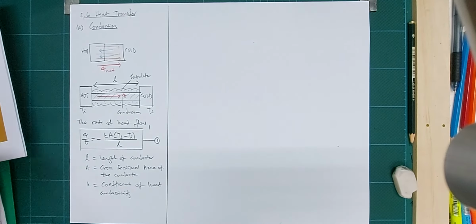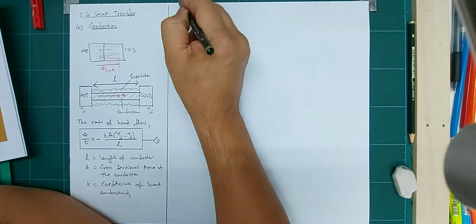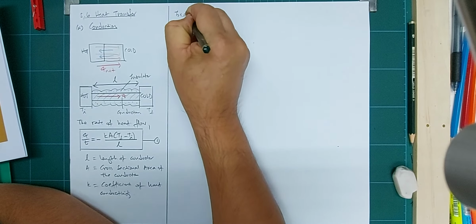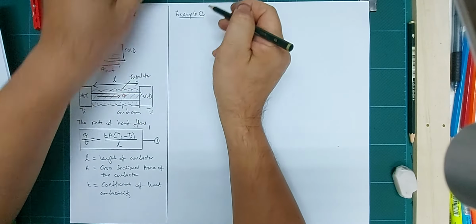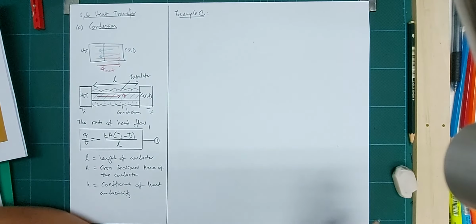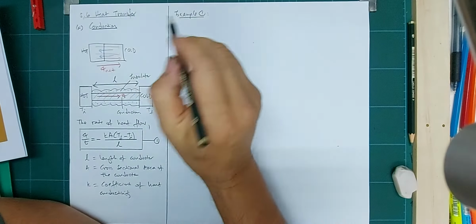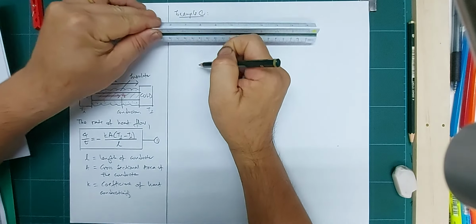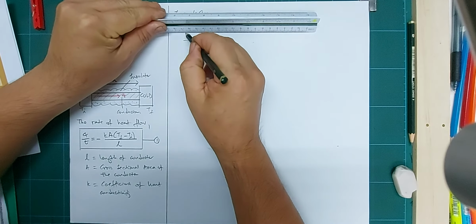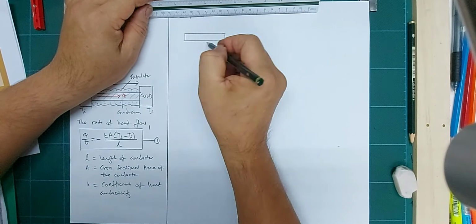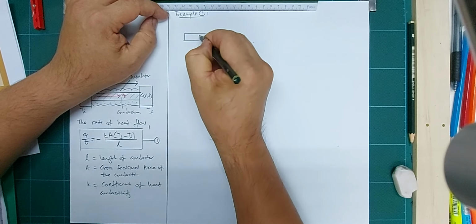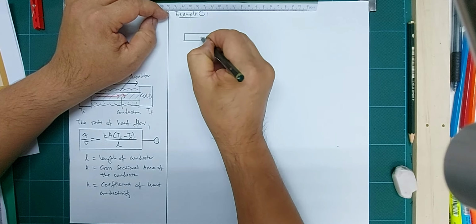Now we'll look at example number 1 for this subchapter. Our example is like this. Let's assume we have an insulated rod made of aluminum.